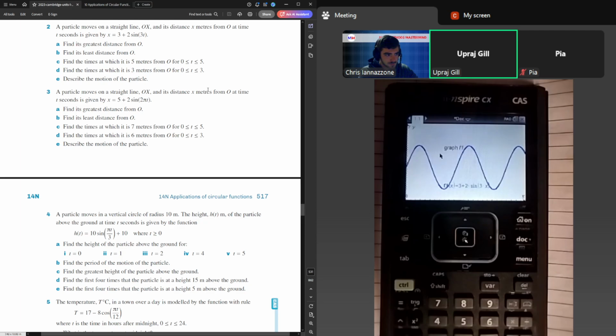Chris, is the answer just 5? Is the answer 5? Let's see. 2A. Yeah, that should be 5 meters. How did you come to that? Because a usual sine graph has its peak at y value 1, and then it's amplified by 2, right? That means its peak is now going to be at 2, and then there's a y translation of +3, so that means the peak's going to be at 5 now.